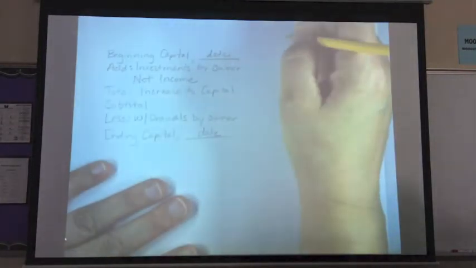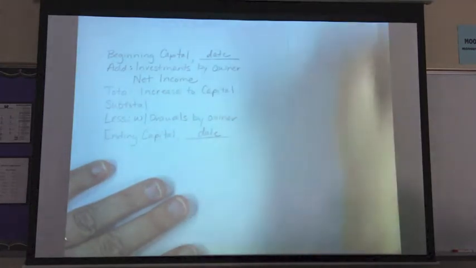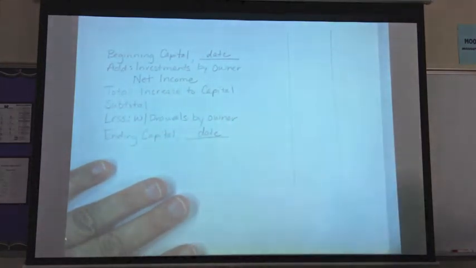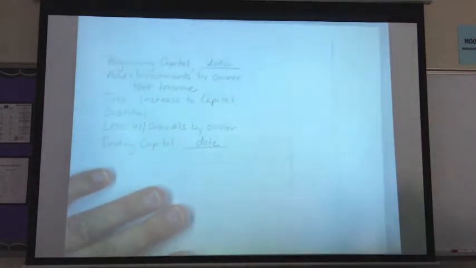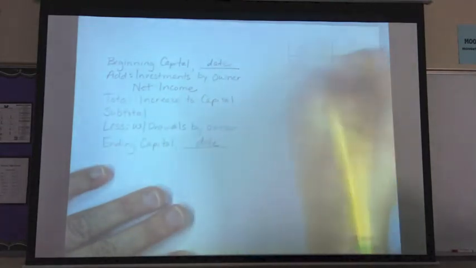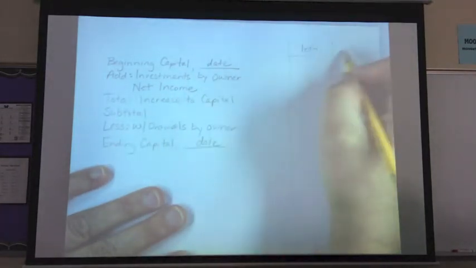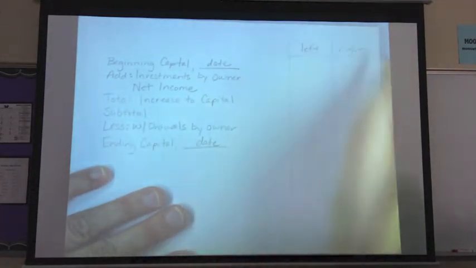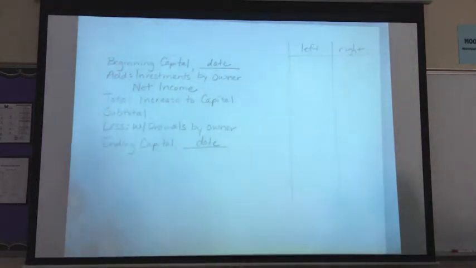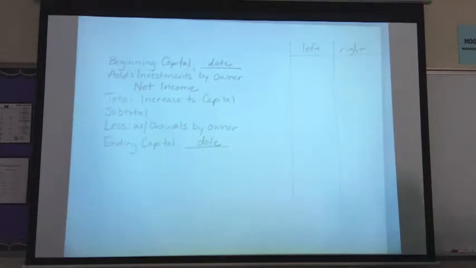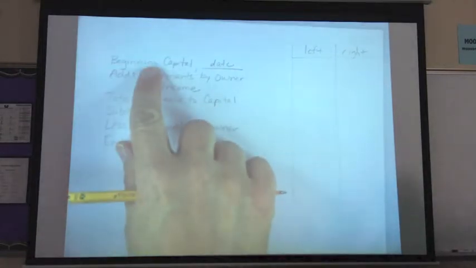Now, on your form, you're going to have two columns, a left and a right. We're not going to call them debit and credit. We're going to call them left and right, because it depends on if we're bringing totals over or if we're listing individual amounts that will eventually be totaled. So in this case, we have to find our beginning capital.